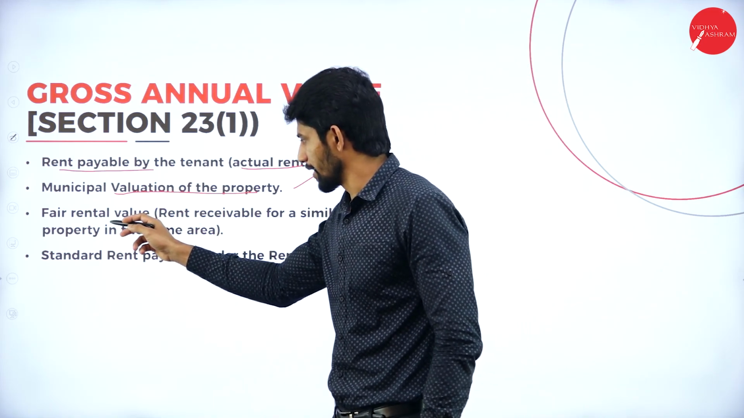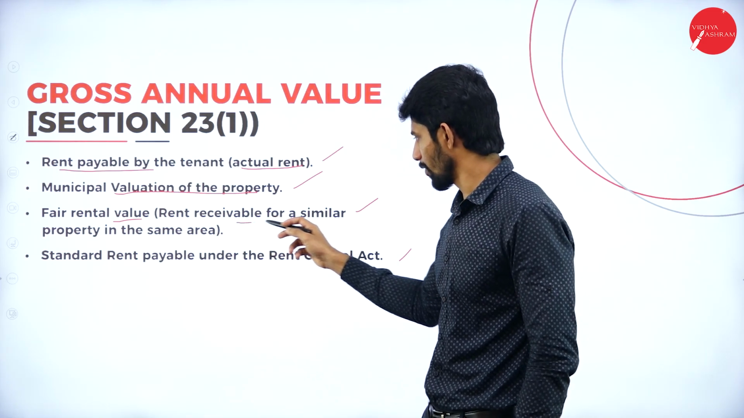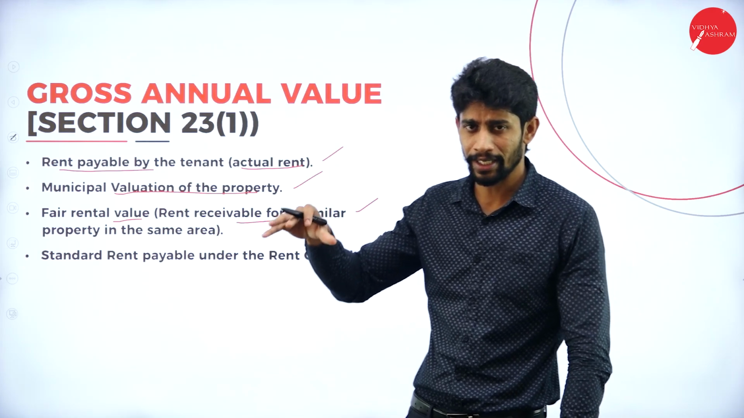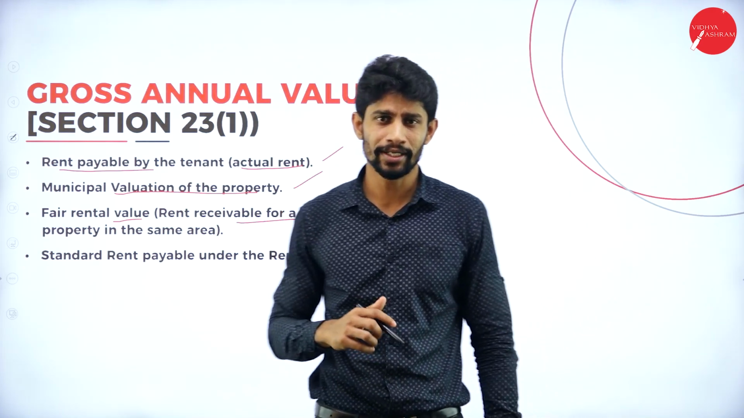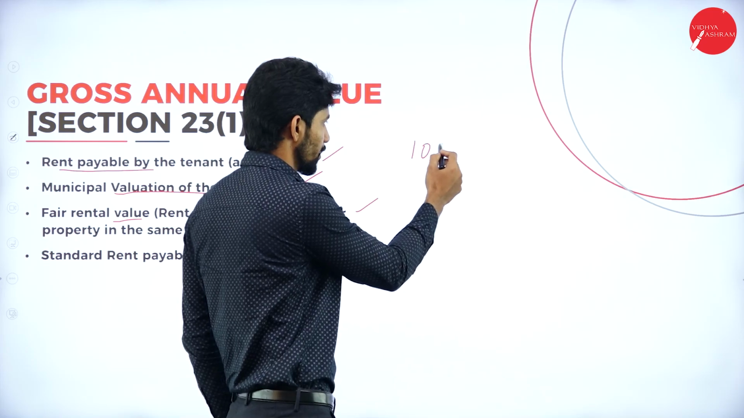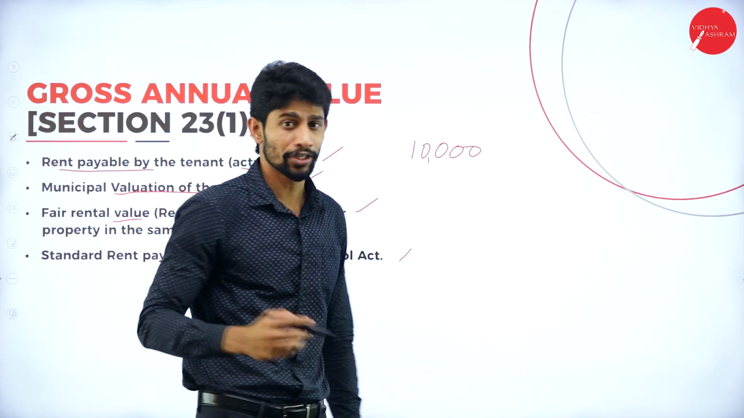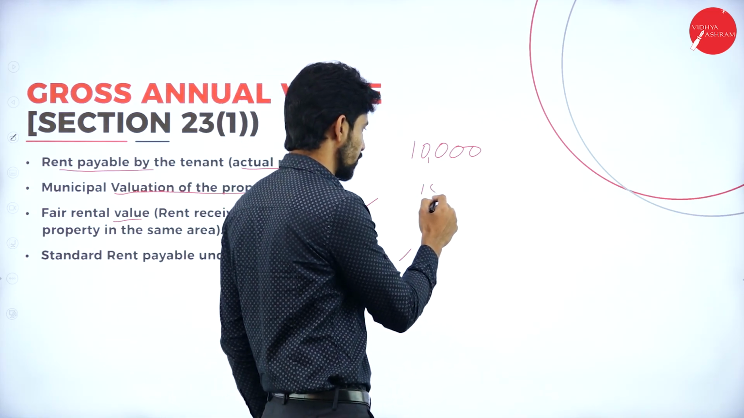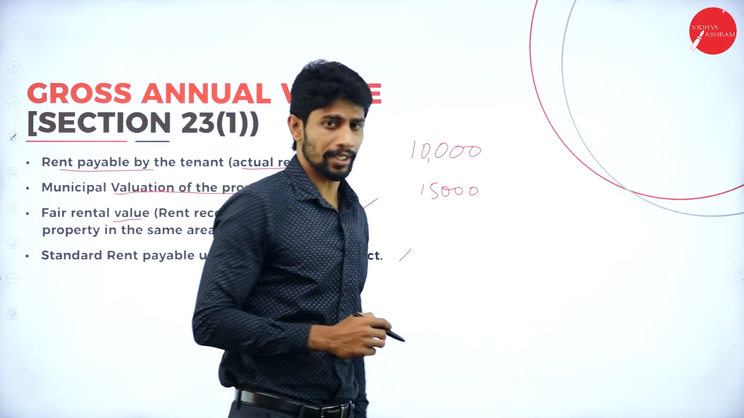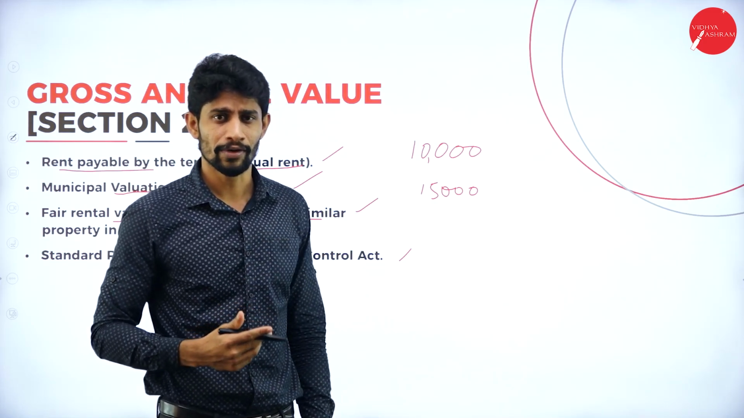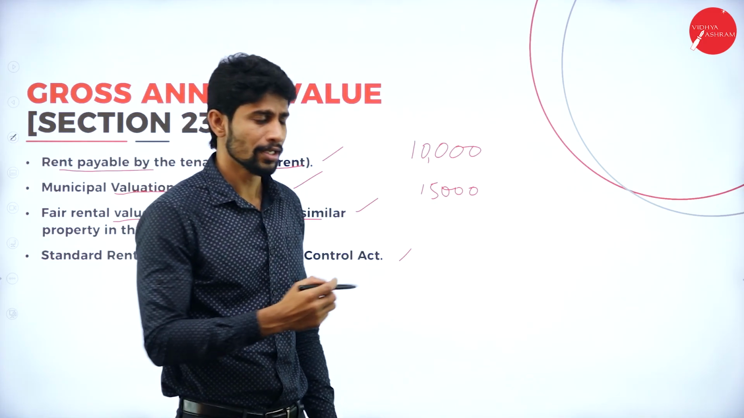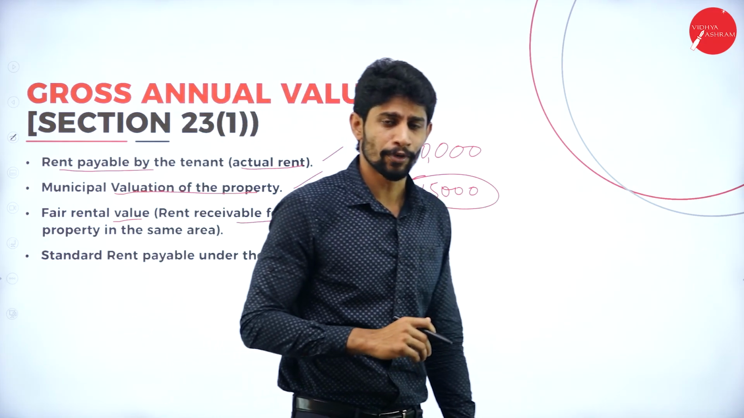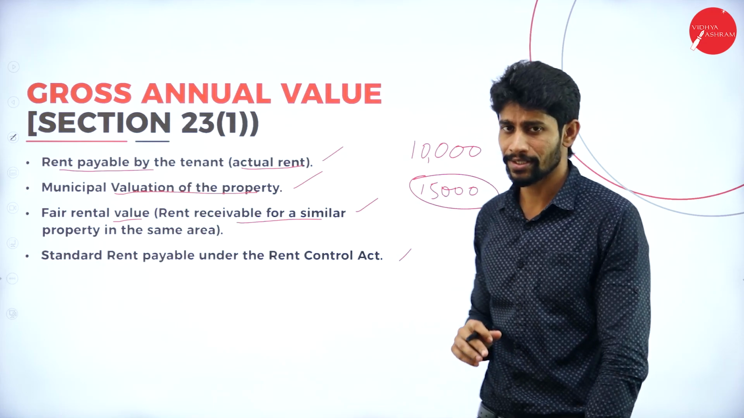And fair rental value, that means rent receivable for a similar property in the same area. So if you are in one particular area, there the actual rent is 10,000, that is whatever rent you are receiving is 10,000. But the fair rent in that particular area is 15,000, because for similar properties they are receiving rent of 15,000 but you are receiving only 10,000. So this 15,000 is called what? Fair rent. That means the value of the similar properties in the same area is called fair rent.